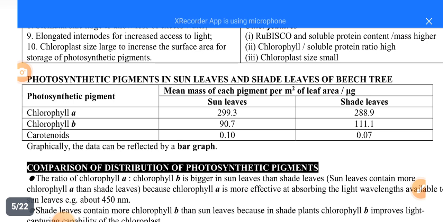Chlorophyll A, here we have the photosynthetic pigment, then the other side the amounts of each pigment per meter squared of leaf area. Now we have sunny leaves and the shady leaves.